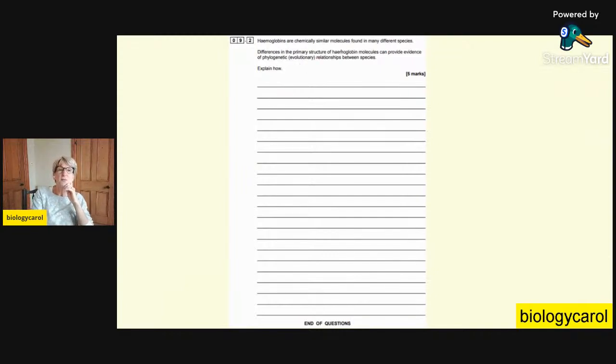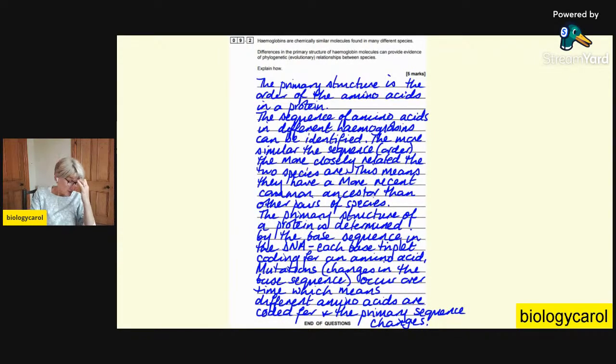Hemoglobins are chemically similar molecules found in many species. Differences in the primary structure of hemoglobin molecules can provide evidence of phylogenetic relationships between species. Explain how. This is what I wrote. Oh my goodness, what a load of stuff.